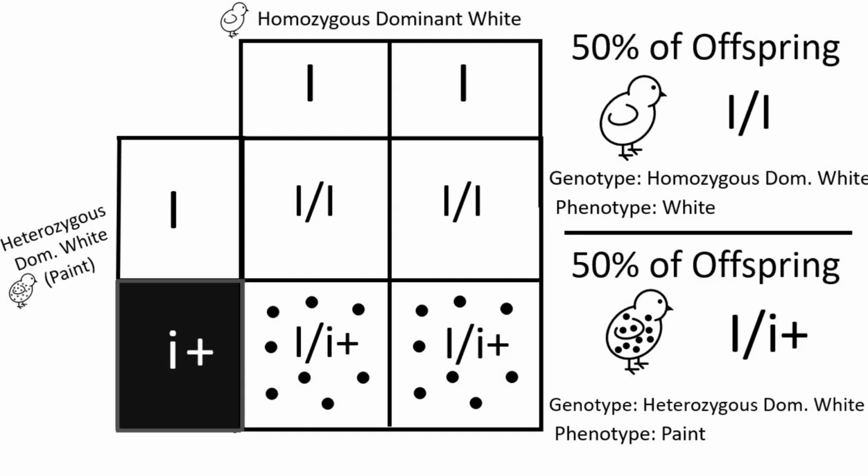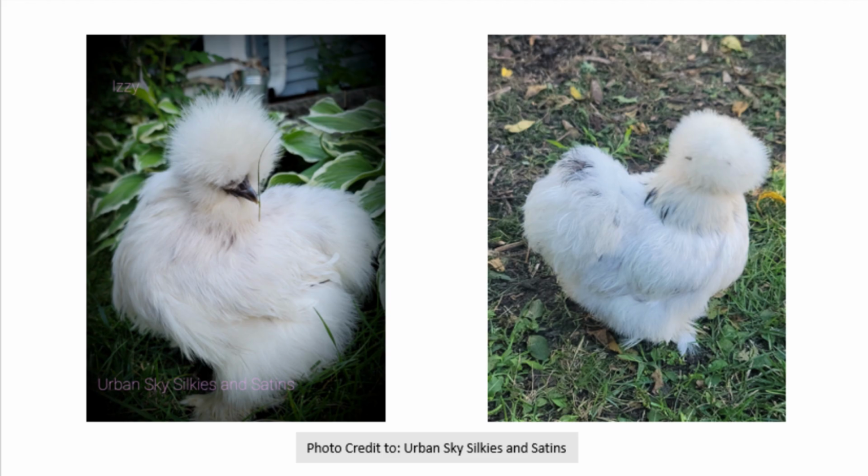The fifth pairing is paint x homozygous dominant white. The genotype of the paint parent is I/i, and the genotype of the homozygous dominant white parent is I/I. This pairing should result in 50% white offspring with a genotype of I/I and 50% paint offspring with a genotype of I/i. Generally, the paint offspring from this pairing tend to have more white than the paint parent. And sometimes, if you continue to do this cross for generations, you might end up with paint offspring that don't look paint at all because they are totally white or have very small, insignificant black splotches.